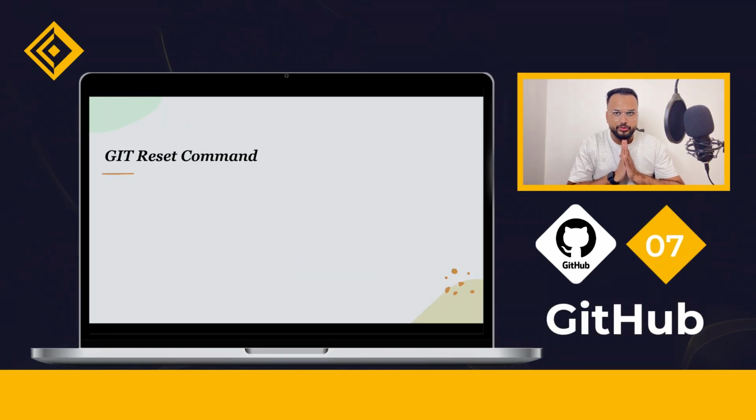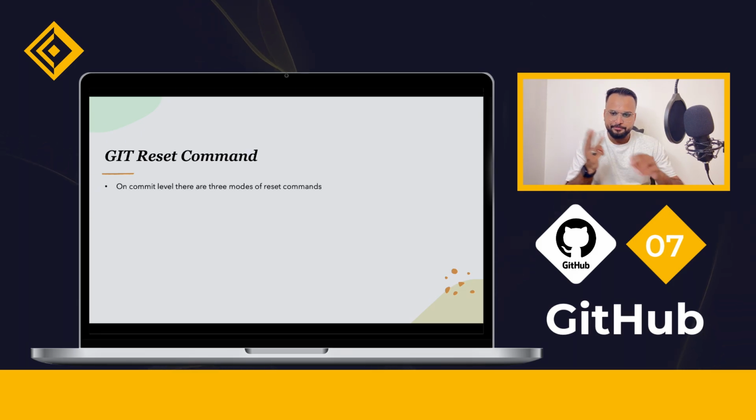That is using a reset command on commit on your local repo level for removing commits. So there are three different types. On commit levels, there are three different modes of reset command. As soon as you pass a mode to your reset command, Git will understand that this command should be applicable for your local repository.